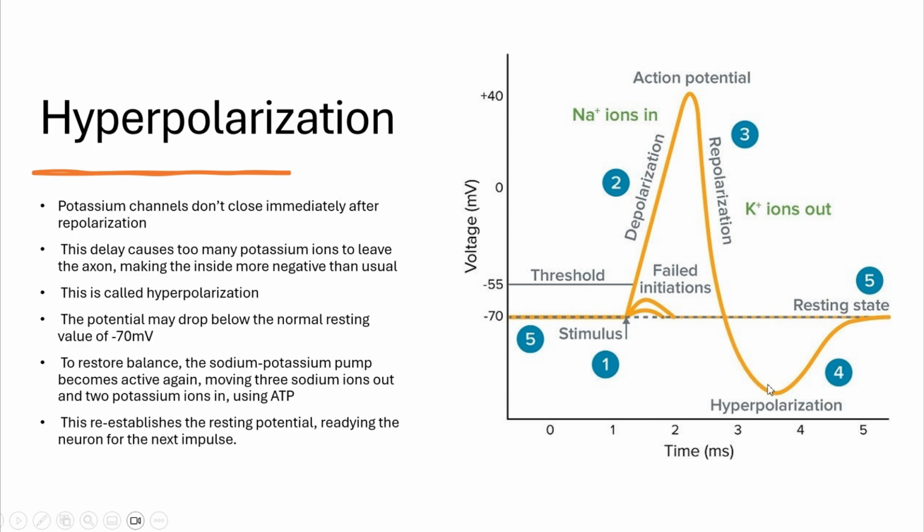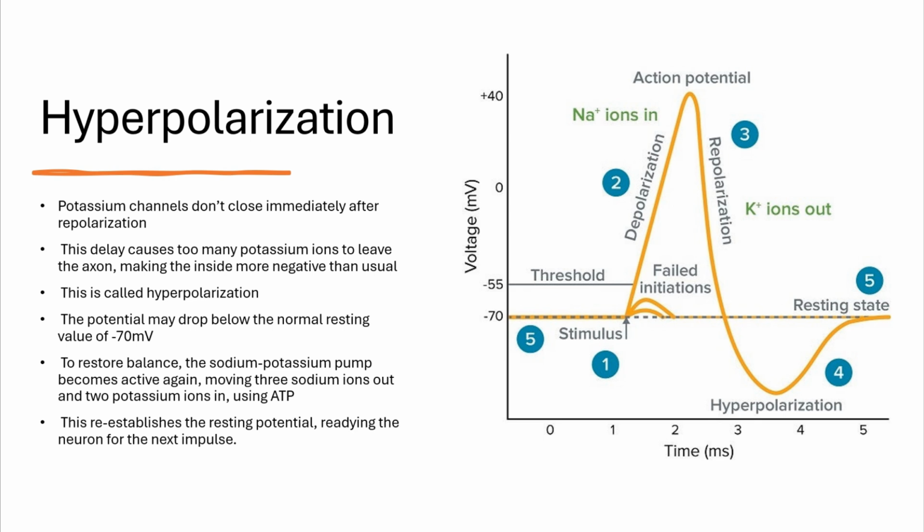Now it will go so negative that it will become past -70. The reason for that is that potassium channels don't close immediately after repolarization. So once it reaches -70, it still takes time, so it's leaking potassium. Once it reaches -70, the potassium channels don't just close automatically.